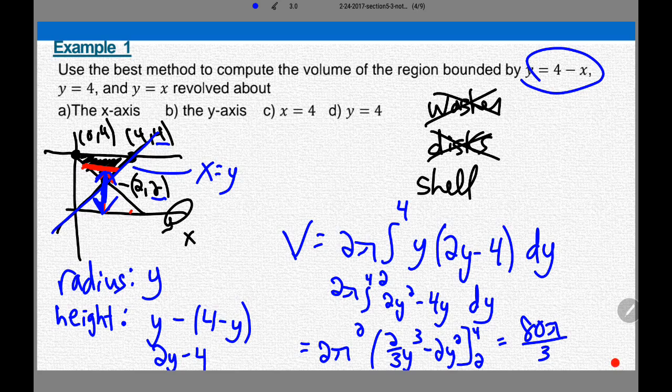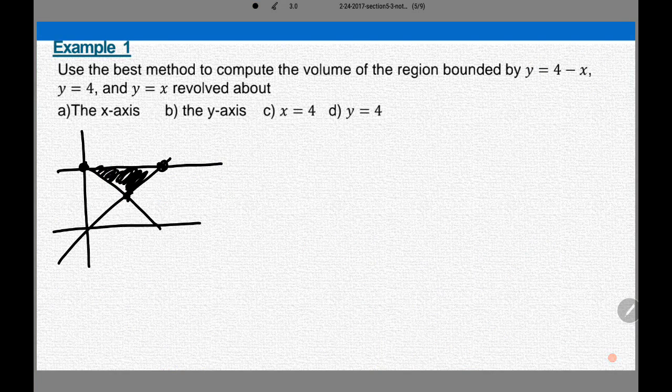So I'm not going to show all the steps on how I got that answer. You can work that out and verify that on your own if you'd like. Alright, let's move on to part B. So this time we're spinning the same region about the y-axis. So in this case, here's the y-axis, we're going around this way.